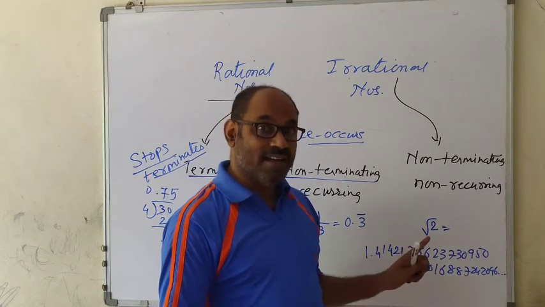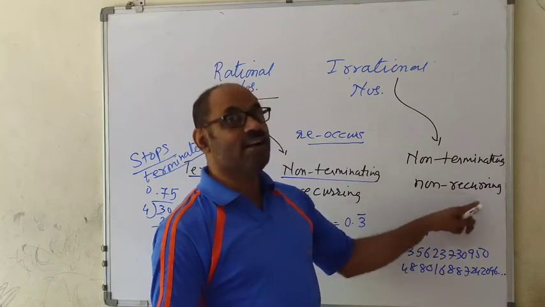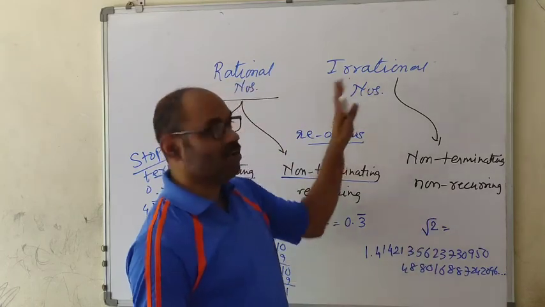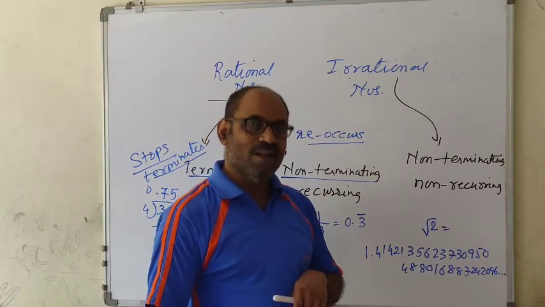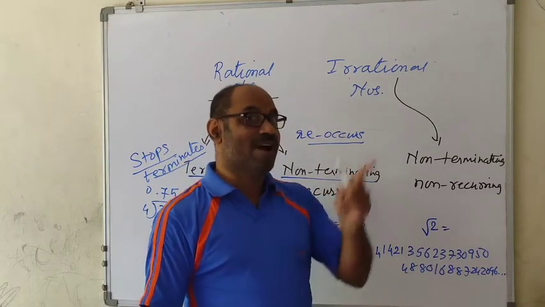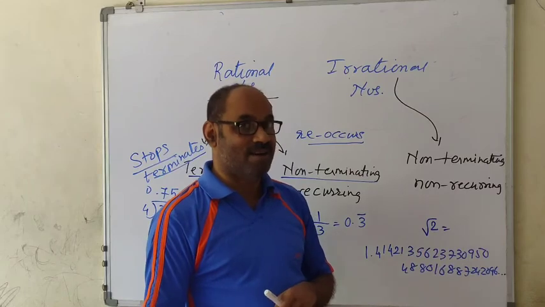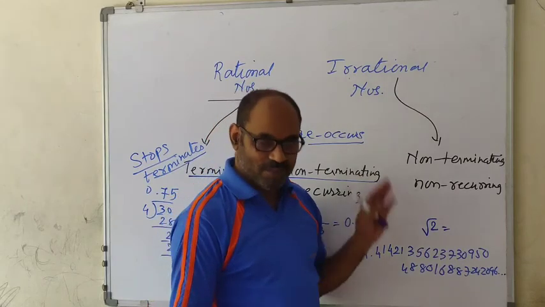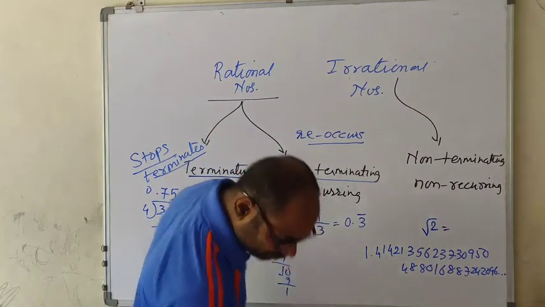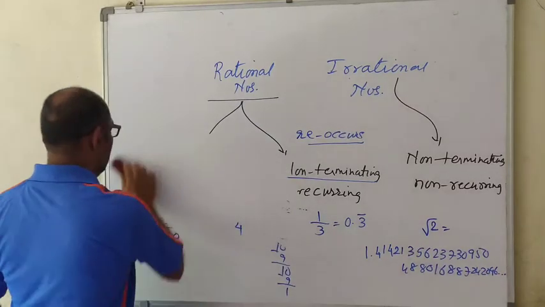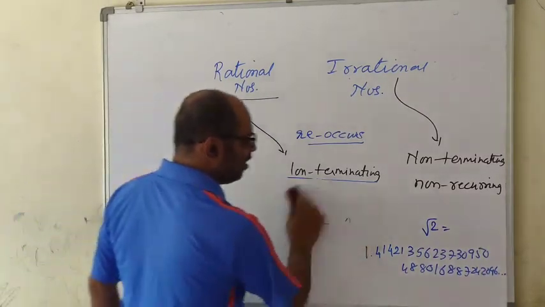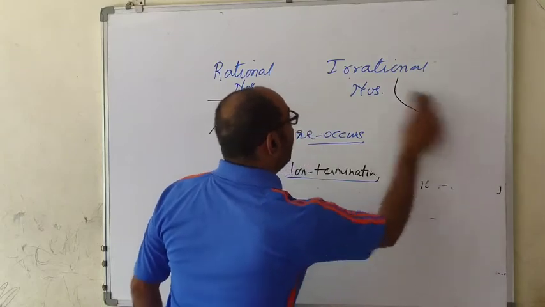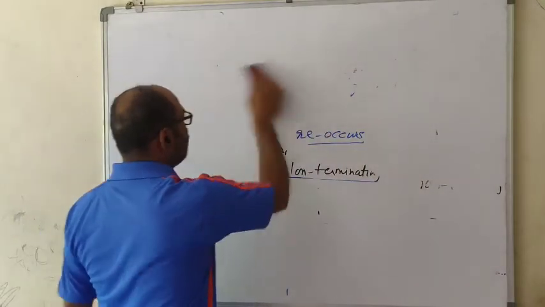So this is non-terminating, non-recurring. Such numbers are called irrational numbers. And that is what we are going to prove: square root of every prime number is irrational. So I hope this is clear. This is just pre-preparation, children.